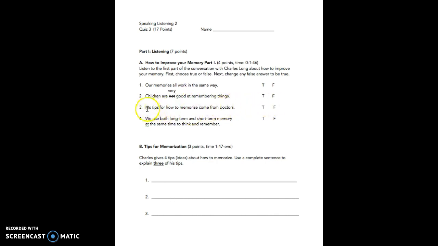Okay, let's look at number 3. So we talked about tips, ideas, right, for how to memorize. And here the question says, these tips come from doctors. So let's listen to hear. Do his tips come from doctors?